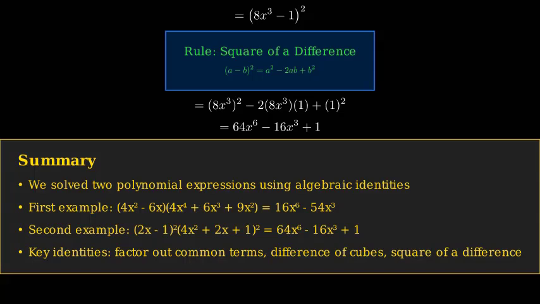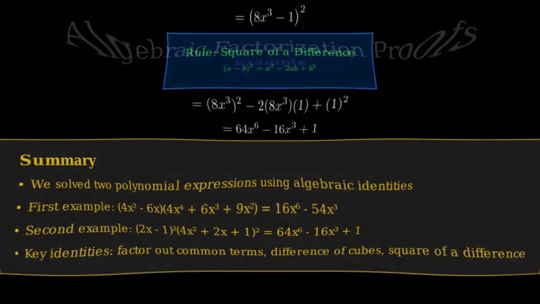For the second example, we used the difference of cubes formula and the square of a difference formula to simplify the expression 2x minus 1 squared times 4x squared plus 2x plus 1 squared, and got the answer 64x to the 6th power minus 16x cubed plus 1. Remember to always identify the appropriate algebraic identities that can be applied to simplify complex expressions. Practice these techniques with similar problems to strengthen your understanding.